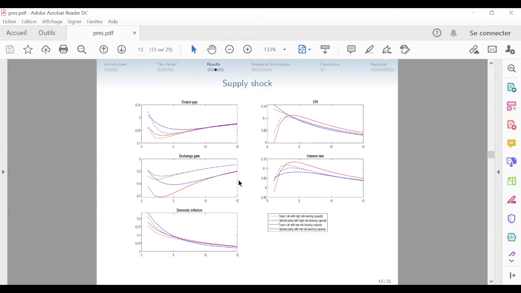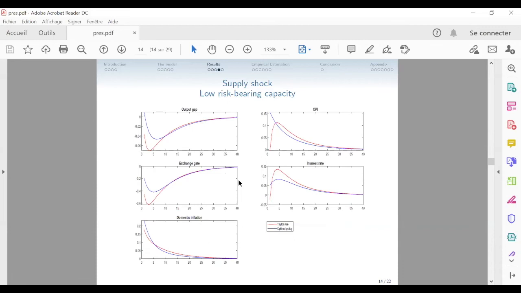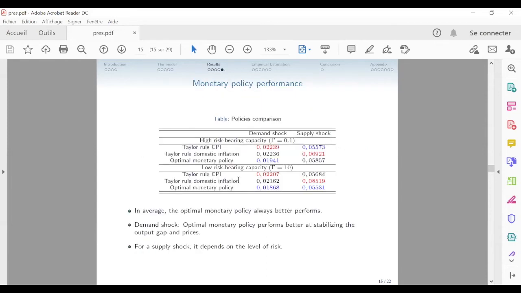Okay, so now let's compare again the two policies just with the high risk. And once again, we can see that the optimal monetary policy allows us to minimize the exchange rate volatility after the shock. So once again, the optimal monetary policy seems to be the best at stabilizing the economy in a risky environment after the shock.